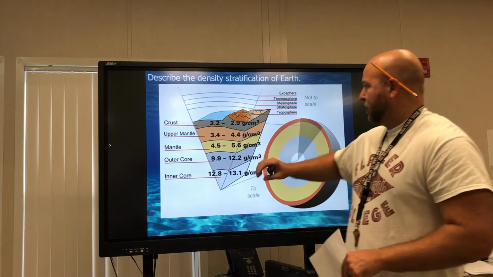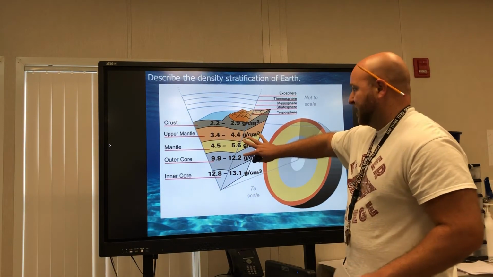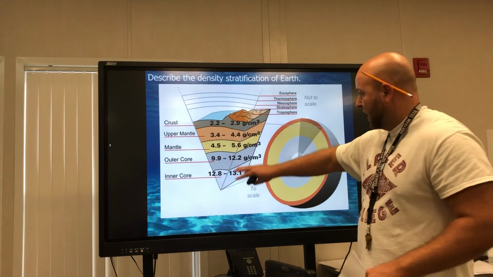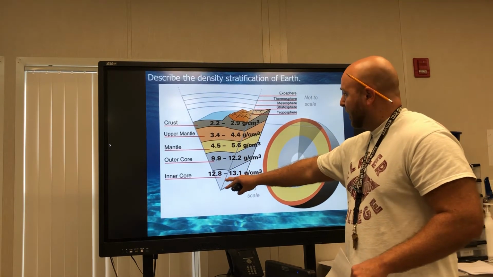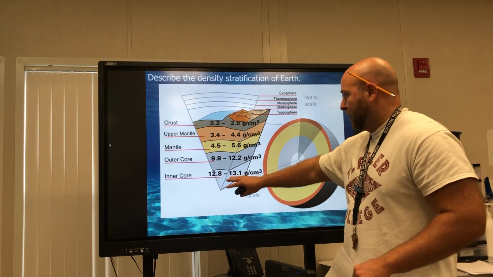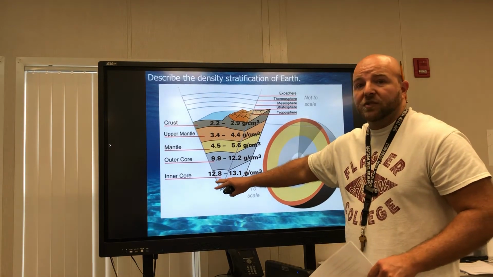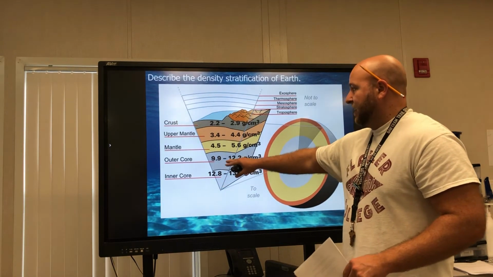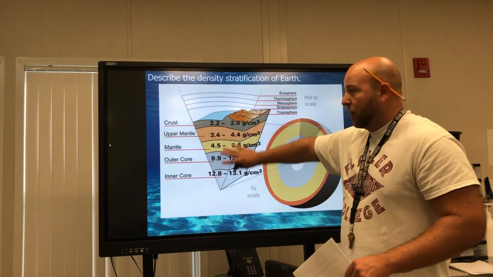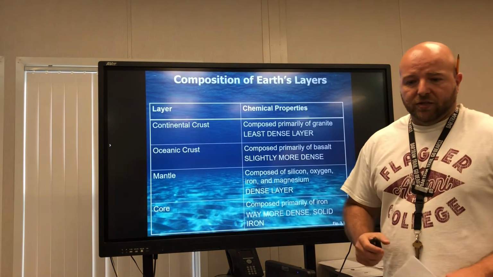And really what I want to show you here, you can just kind of see based on the numbers what we've been saying. This is the highest of the numbers, and they get smaller as we go up. So this high number means that this is the most dense layer, and then we see the density getting less and less as we work our way out toward the crust.